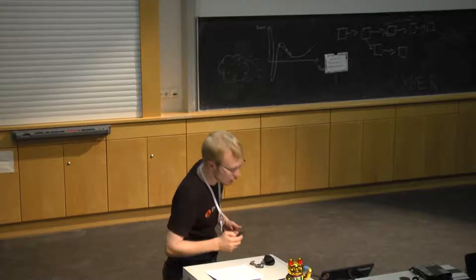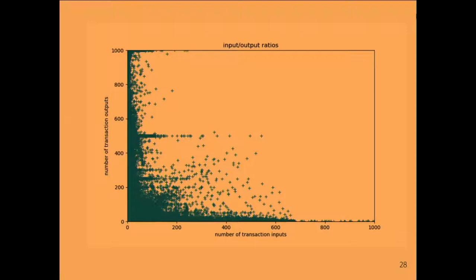Okay. So, input-output ratios. I mentioned that we might come to this thing here. I could imagine that this here is a mixing, such a Bitcoin mixing. For example, we have the number of outputs here, and it has a constant number of outputs, and it just takes a varying number of inputs, mixes them, and distributes them around somehow. So I could imagine that this here is some kind of mixing, but I don't know for sure.